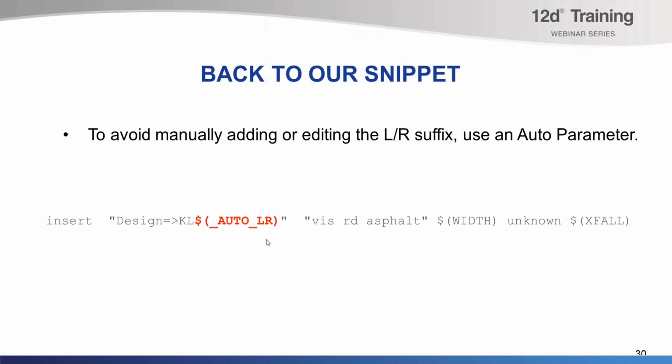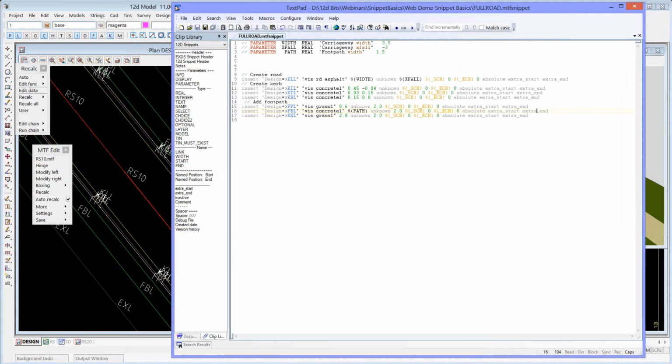So to avoid manually typing our L and R, we're going to use an auto parameter. Now it takes the same format as a normal parameter with the $, the open brackets, the closed brackets, and it's just the underscore AUTO underscore LR. Now the underscore at the beginning isn't exclusive to auto parameters. You can create other parameters using the underscore, but generally we use the underscore for the auto parameters and your normal parameters don't have the underscore. So let's jump into our snippet.